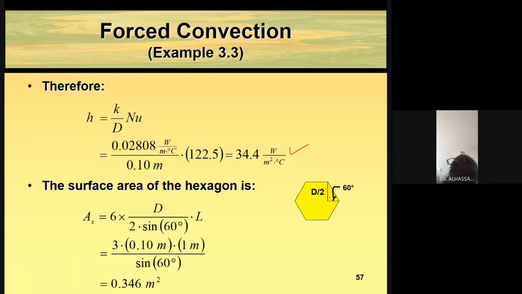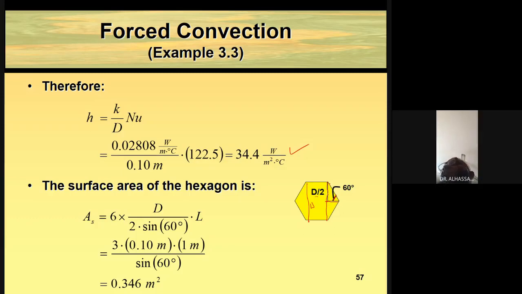Okay, so if we let the diameter of the hexagon be D, this diameter equals D. So half of this diameter is going to be D divided by 2.